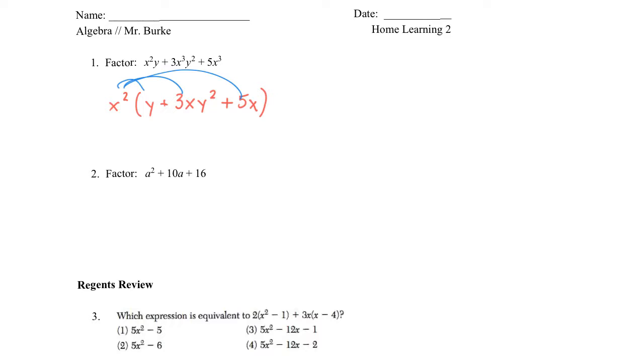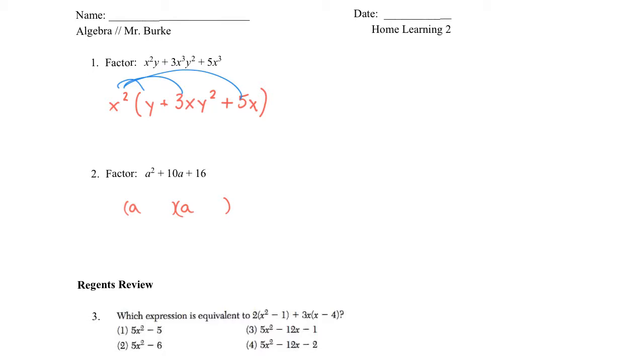Okay, moving on to the next one. Factor a squared plus 10a plus 16. So is there a greatest common factor? Well, this doesn't have a number in front, so there's no greatest common factor in the numbers. And then this one has an a, this one has an a, this one doesn't have an a, so there's no greatest common factor here. And it is set up like a nice trinomial. Okay, so that means this is just a regular trinomial. A times a gives me a squared.